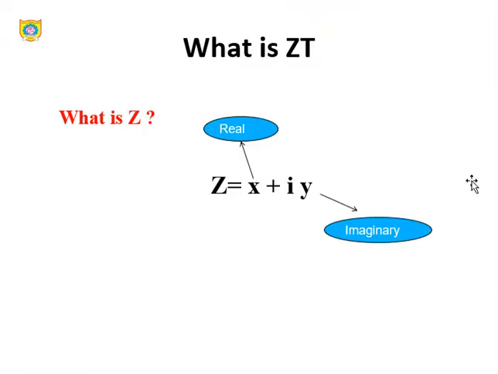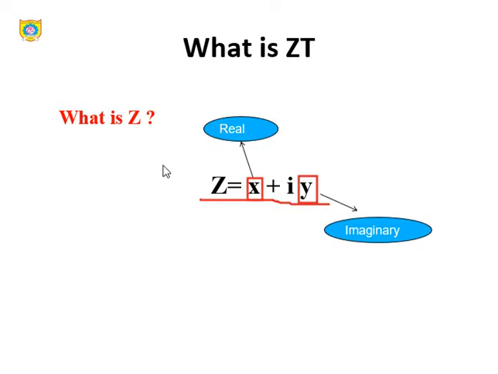So let's see this particular equation. In this equation, if you concentrate, you will find Z equal to X plus iY. Instead of i, sometimes you may use the letter j. This equation is nothing but a complex number, Z equal to X plus iY, where X is the real part and Y is the imaginary part.